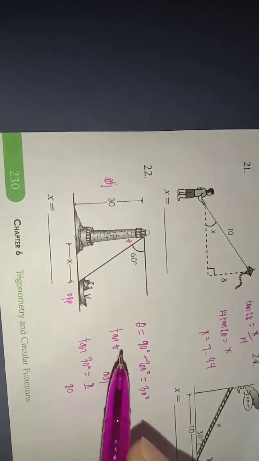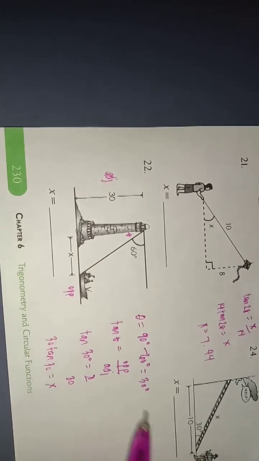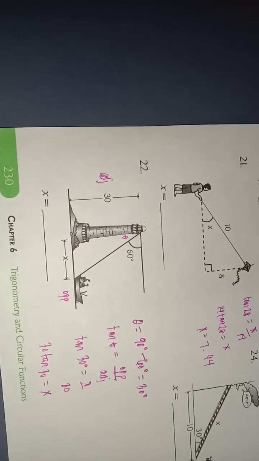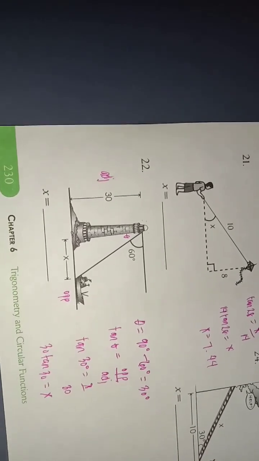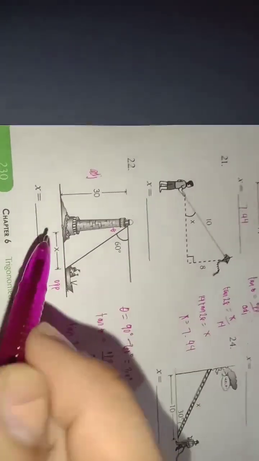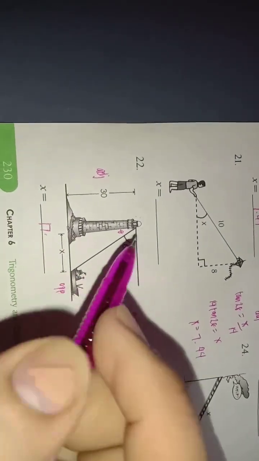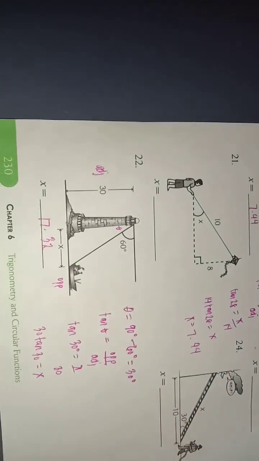Cross multiply, and we will get 30 tangent 30, which is the value of x. Using the calculator, x, which is 30 times tangent 30, is approximately 17.3205. That means the distance between the lighthouse and the boat is approximately 17.32 units.